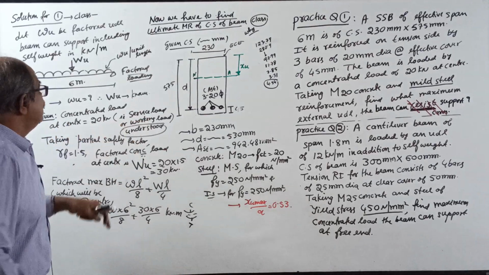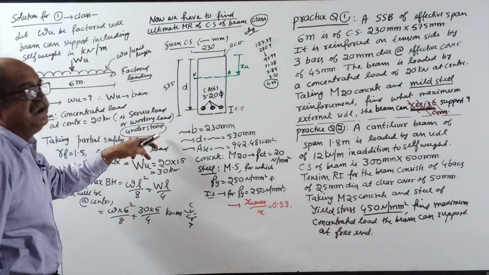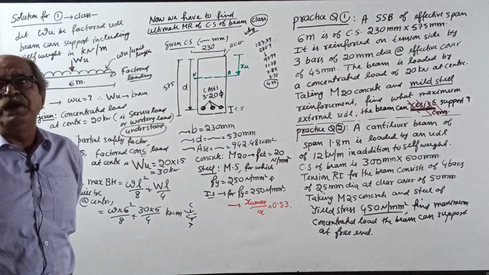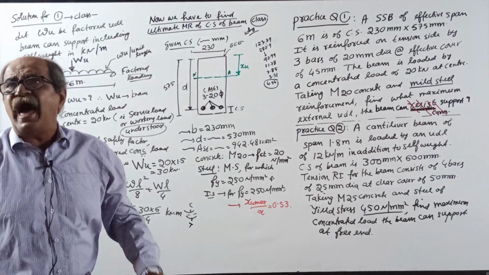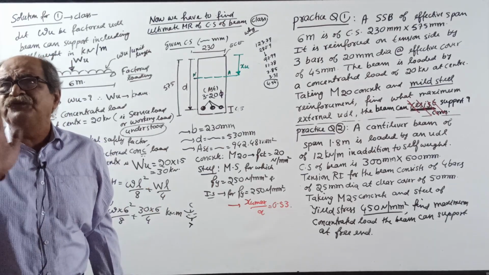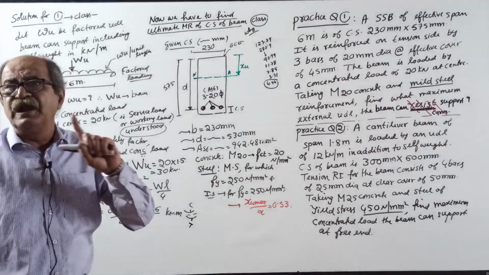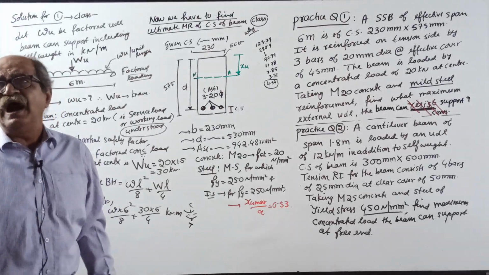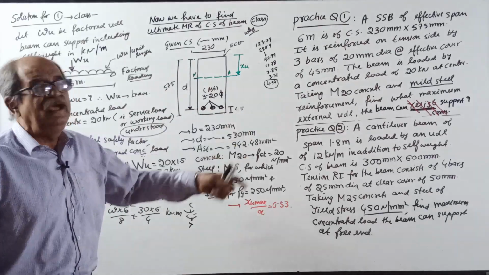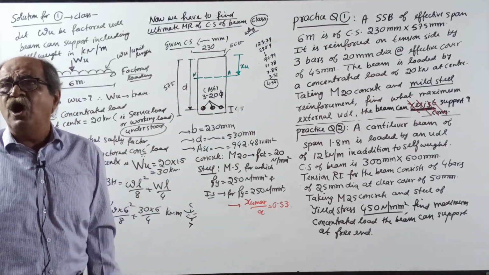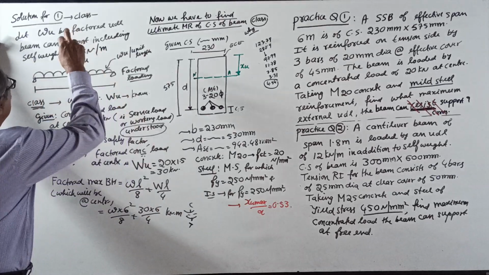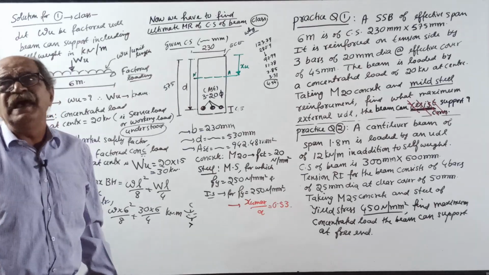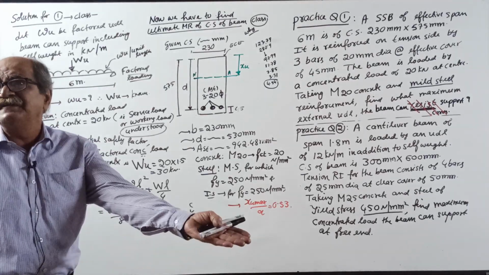That means service load or working load. Understood. When someone tells the beam is loaded by a point load of 20 kilonewton, it means it is the actual load. It is not factored load. If it is factored load, they should tell it. Since it is not told, it is universally understood that 20 kilonewton is the actual service load or working load. But we want factored load here. Again, if you go to previous class, you can see the explanation for this one. Go to that class and come back.